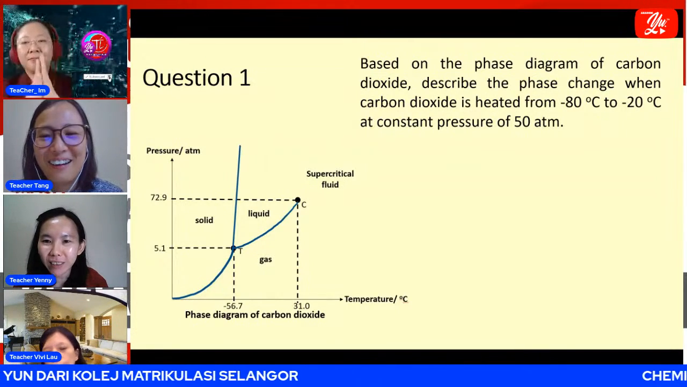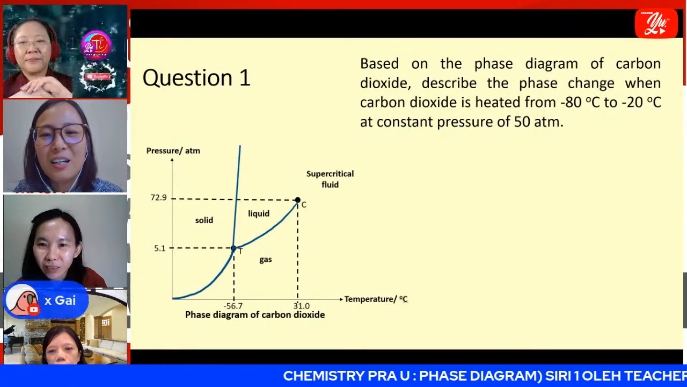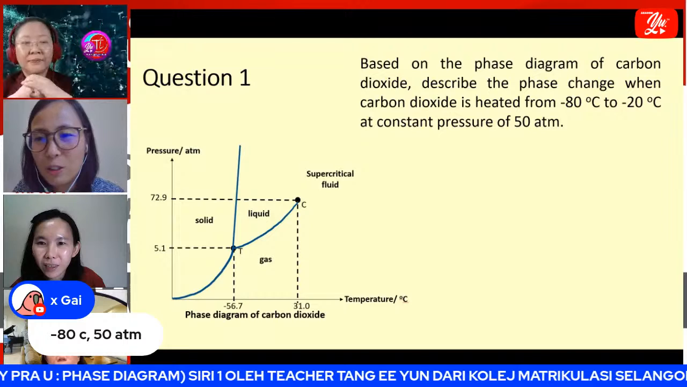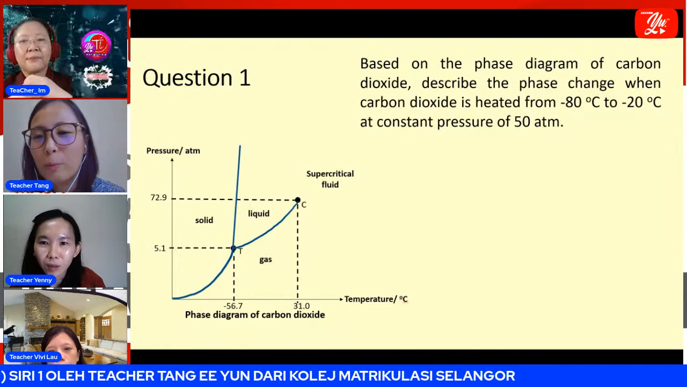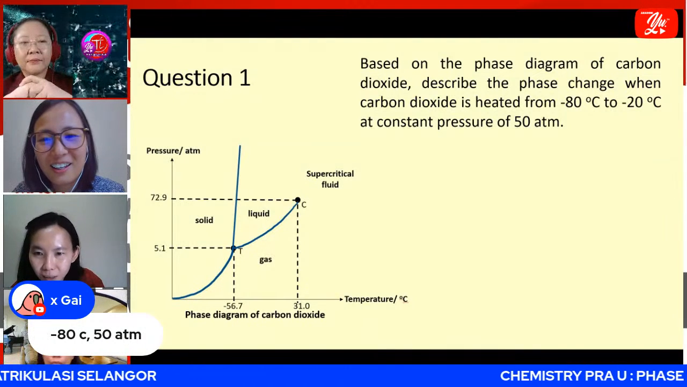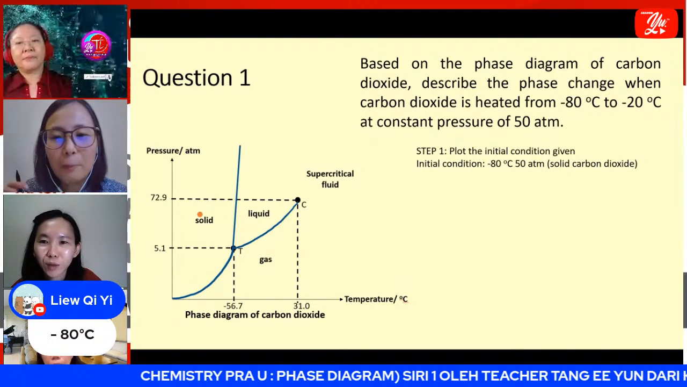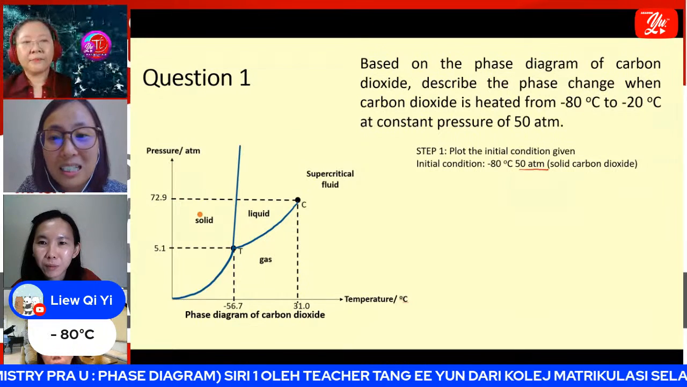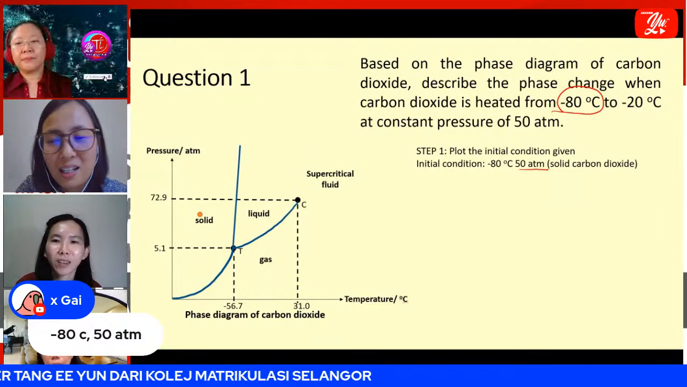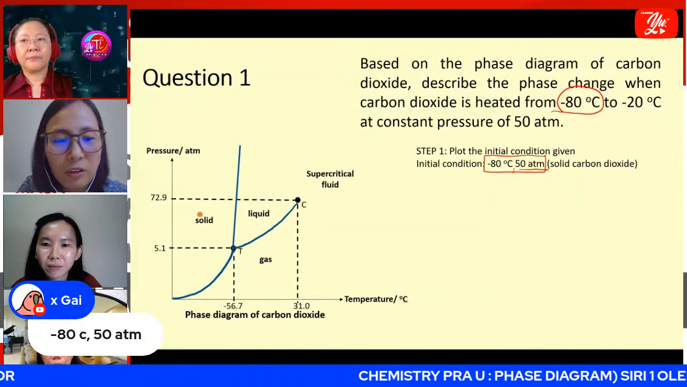Yeah, okay, good. Julia said solid. What else? Solid, initial condition. So what is the temperature and pressure, class? You need the temperature and pressure in order for you to plot the initial condition. Okay, minus 80 degrees Celsius. Yes, so the temperature is correct already, and the pressure is 50 atm. So it's given in the question, from negative 80 to negative 20 degrees Celsius at 50 atm. So that is your initial condition, negative 80 degrees Celsius, 50 atm.